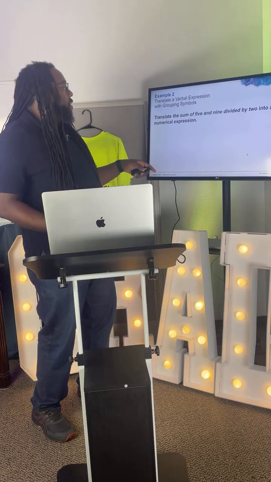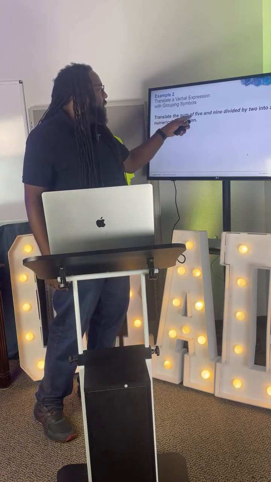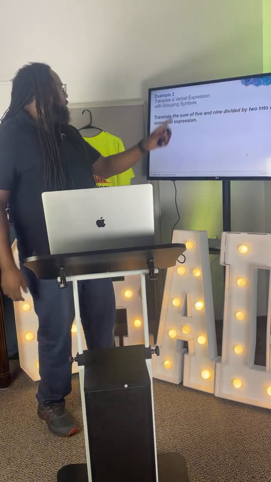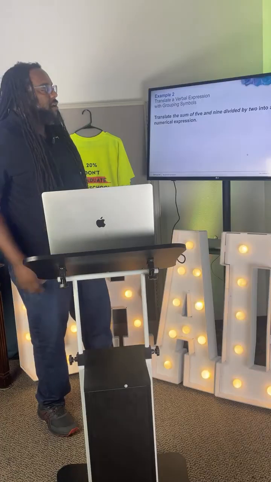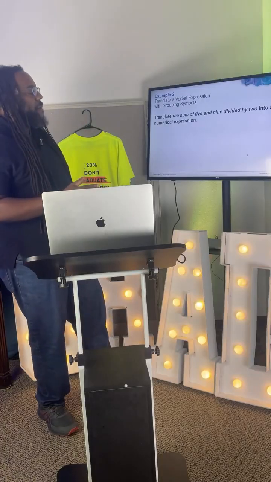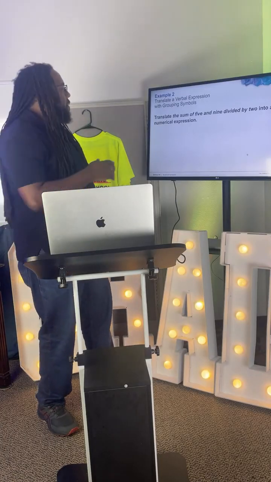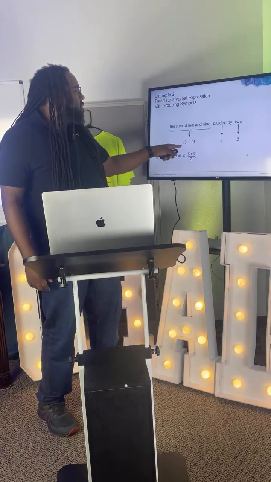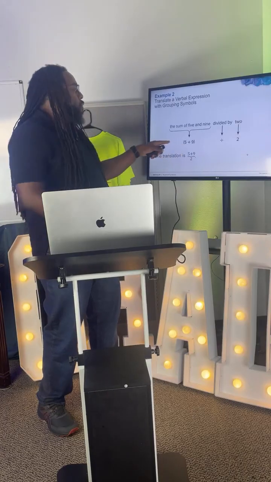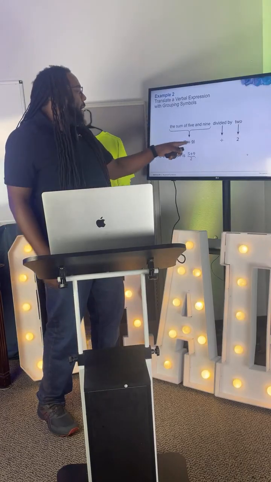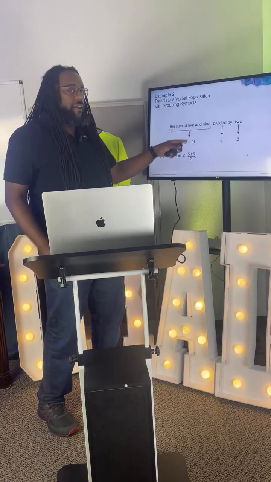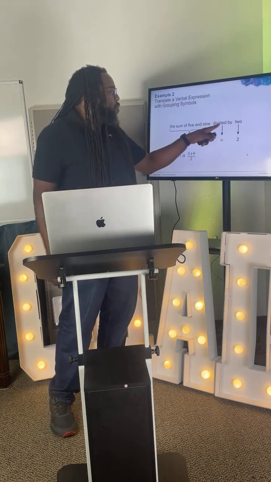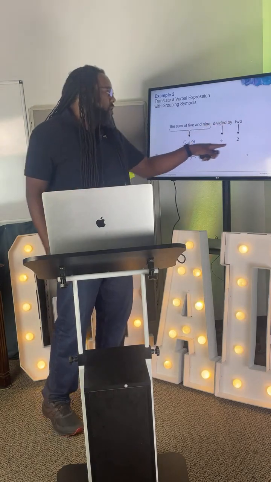So, for example, we're going to translate the sum of 5 and 9 divided by 2 into a numerical expression. If you already know how to do this, pause it, go ahead. But for the rest of us, we'll go ahead. The sum of 5 and 9, we put those in parentheses. And because it's the sum of 5 and 9, we know that it's addition. So we're going to make sure to do that first before we divide by the 2.